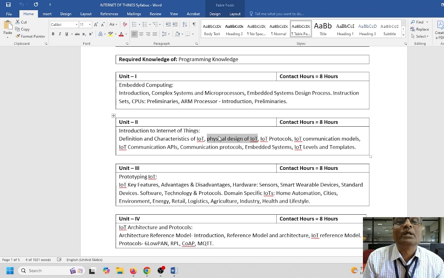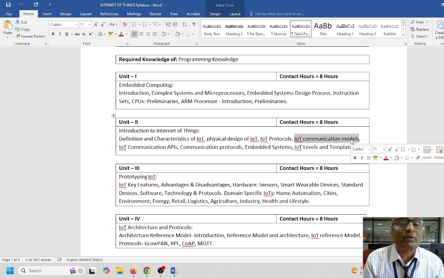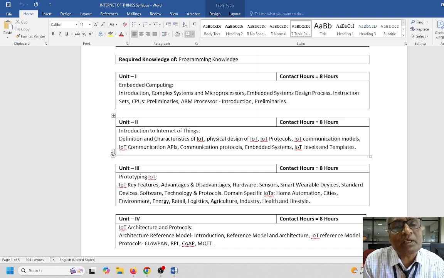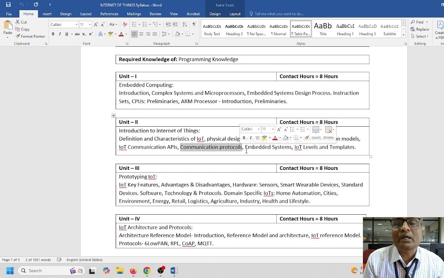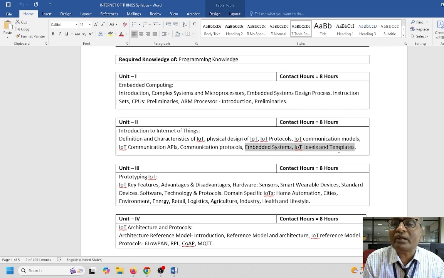For example, the smart braking system, smart ABS, the anti-lock braking system, we are studying under this particular title. Then IoT protocols we are studying, the IEEE standard. Then communication models we are having, for example client-server, then master-slave. So many communication models are there. The communication API is there, the application programmable interface, that is nothing but the API that we are going to use. The next one is communication protocols also we are going to study, and some embedded system and IoT levels and templates we are going to study.